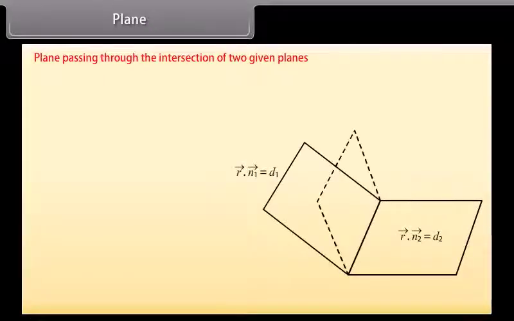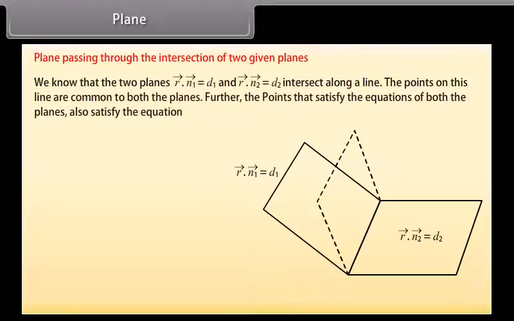Plane. Plane passing through the intersection of two given planes. We know that the two planes, dot product of vector r and vector n1 equals d1, and dot product of vector r and vector n2 equals d2, intersect along a line. The points on this line are common to both the planes. Further, the points that satisfy the equations of both the planes also satisfy the equation dot product of vector r and vector n1 plus lambda vector n2 equals d1 plus lambda d2, where lambda belongs to R.